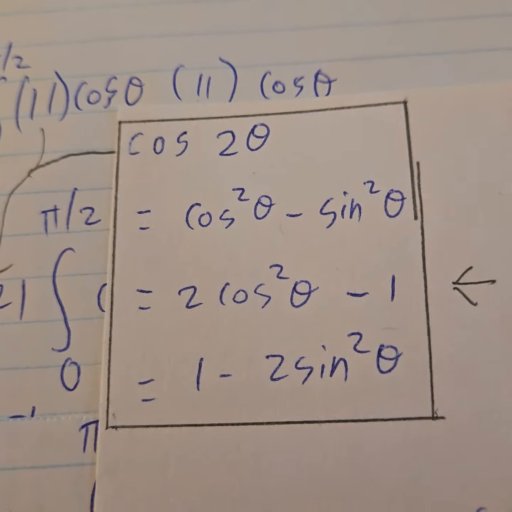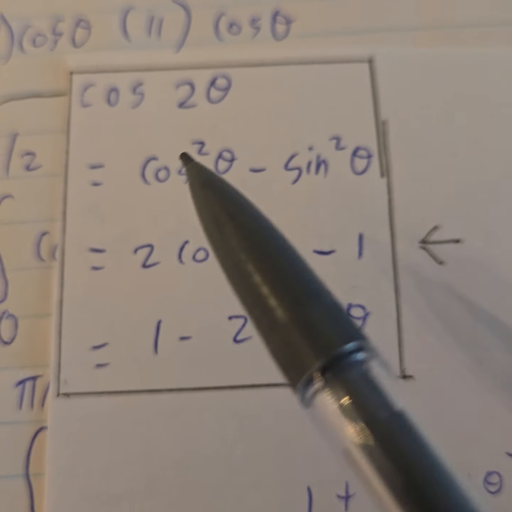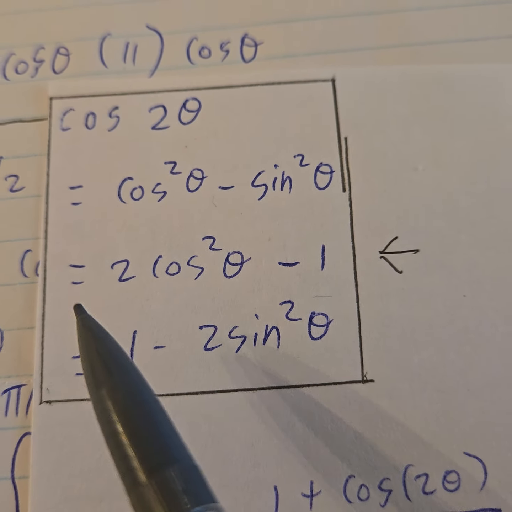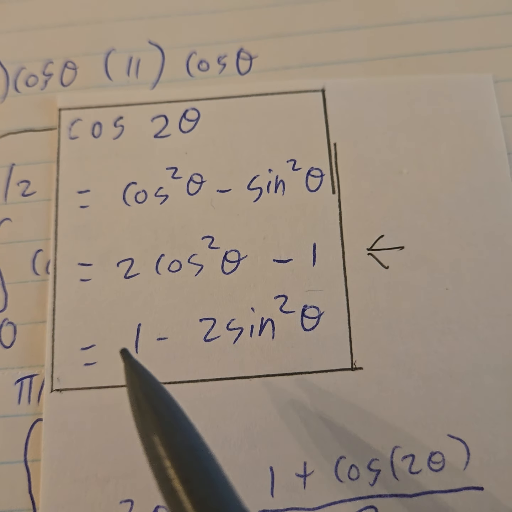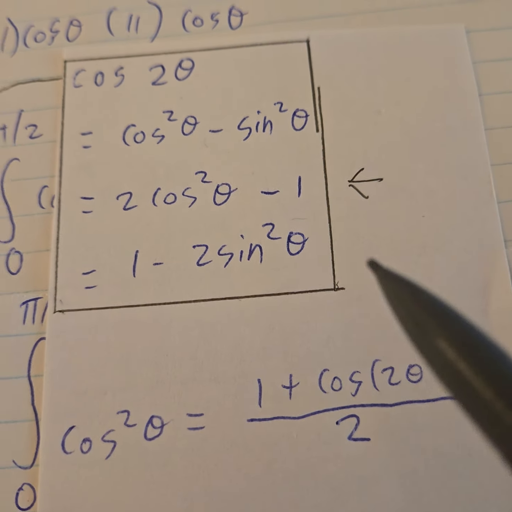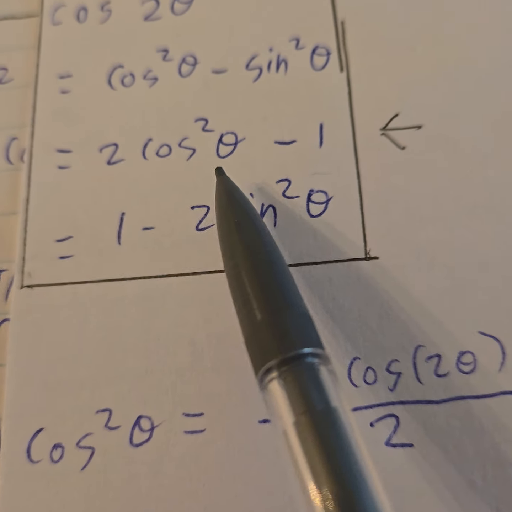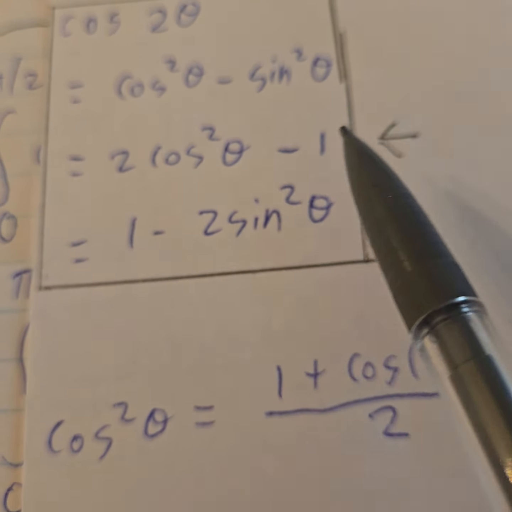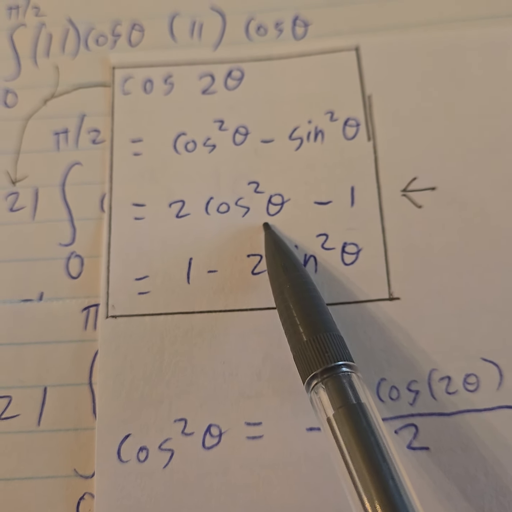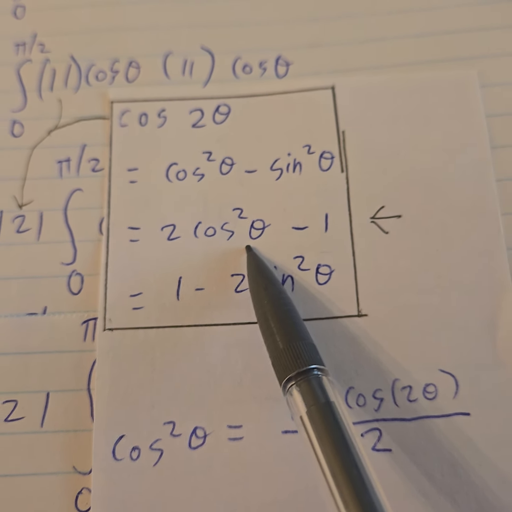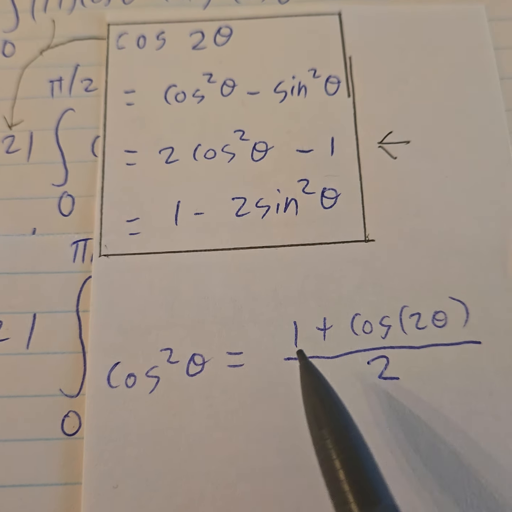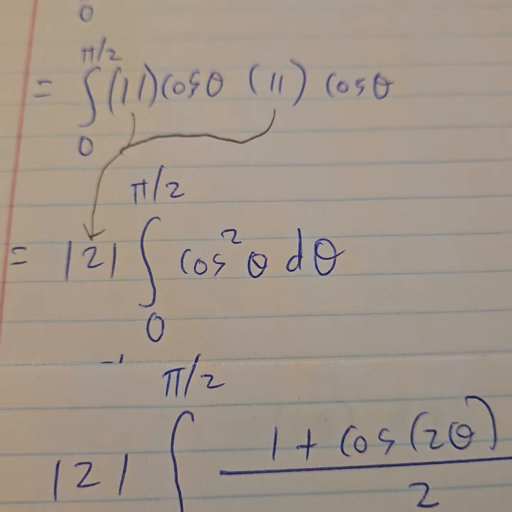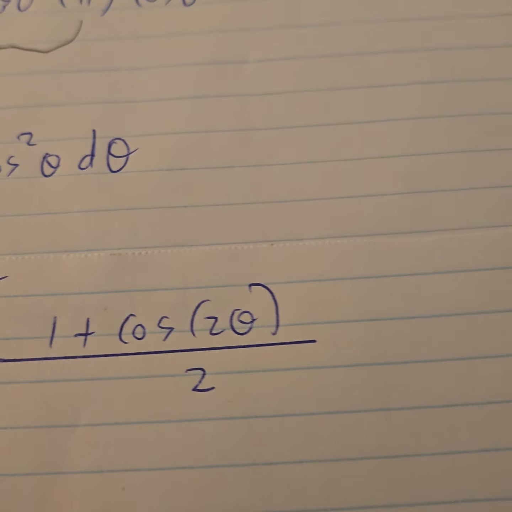Remember the equations for cos of 2 theta? There's a few of them. It equals cos squared theta minus sin squared theta, or 2 cos squared theta minus 1, or 1 minus 2 sin squared theta. If I take this equation, that cos of 2 theta equals 2 cos squared theta minus 1, I isolate that cos squared theta. I land up with cos squared theta equals (1 plus cos 2 theta) divided by 2. And that's what I have over here.